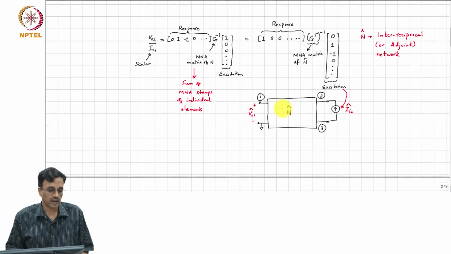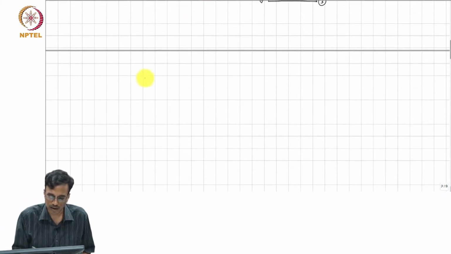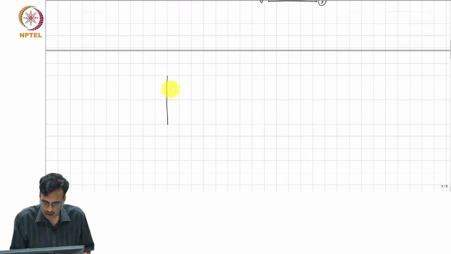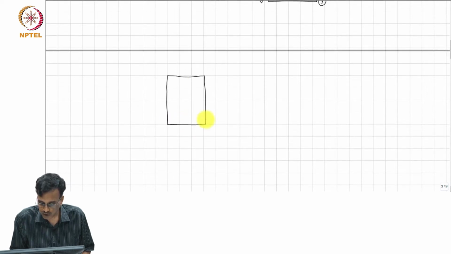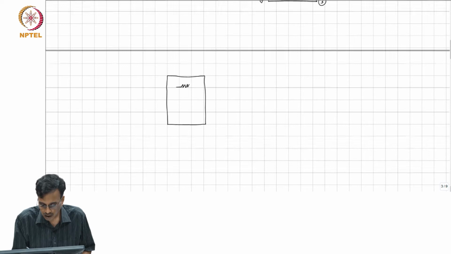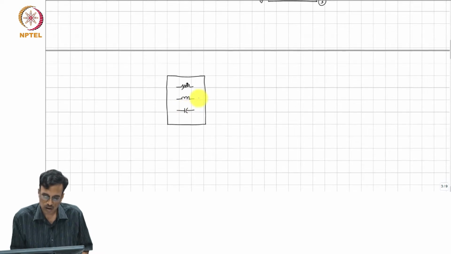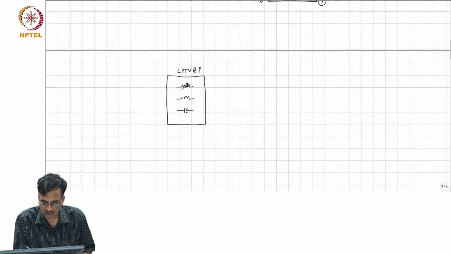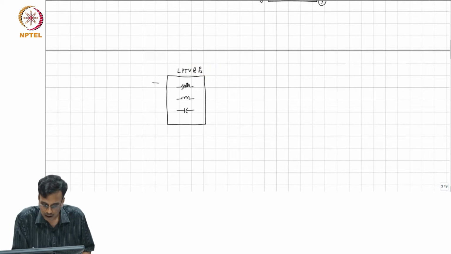So, this is how we did this in the time invariant case. Now, let us see what happens in the periodically time varying case. Again, to begin with, we will restrict ourselves to networks with, so this is LPTV at Fs, okay.